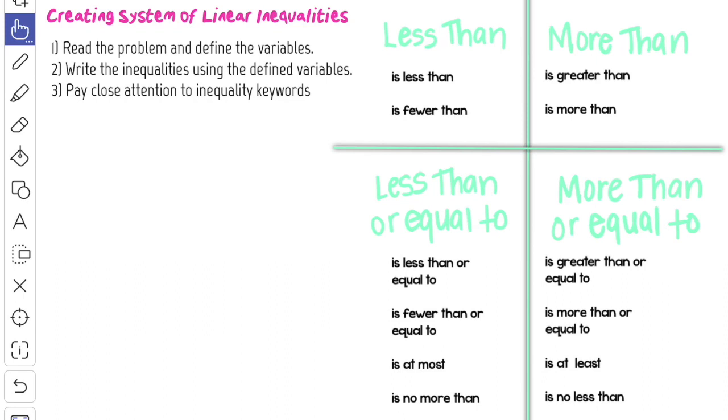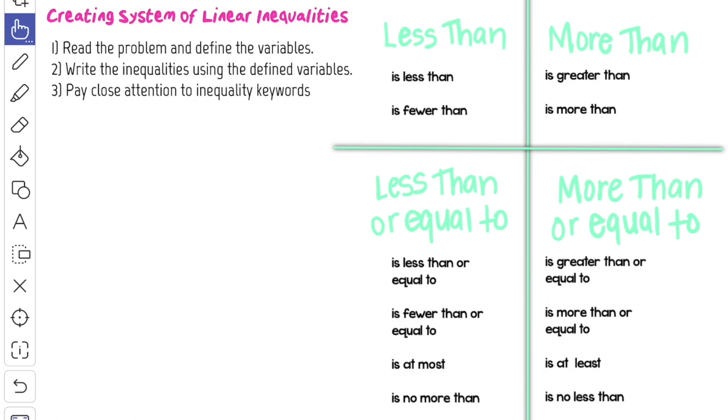The next thing you're going to do is write the inequalities using the defined variables. Now, when I say write the inequalities, that means you're going to have to write the equations, and you're going to have to pay close attention to the inequality keyword. So given a list over here on the side, we have less than, fewer than, those all mean less than but not equal to. So we have more than, greater than, those are kind of given.